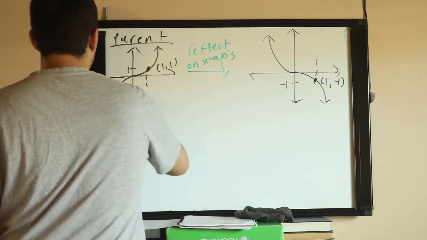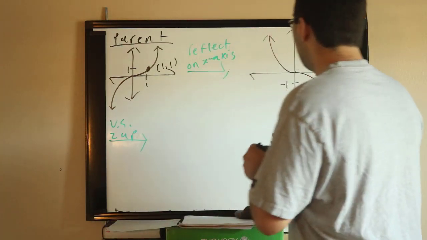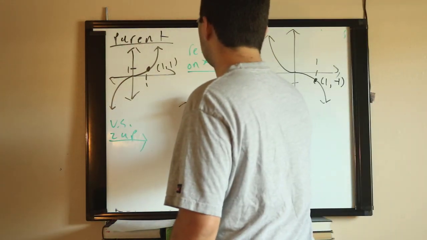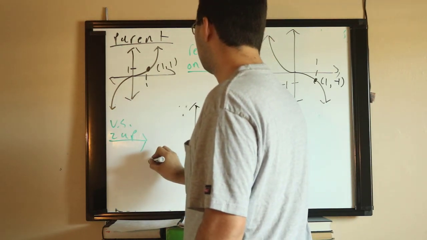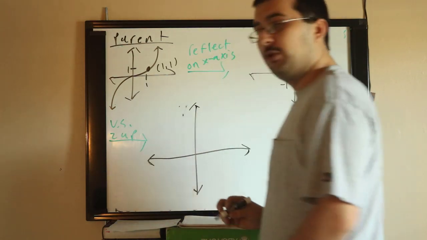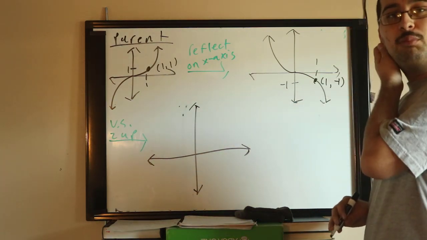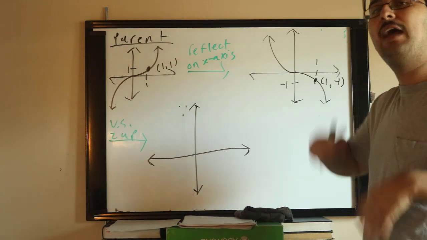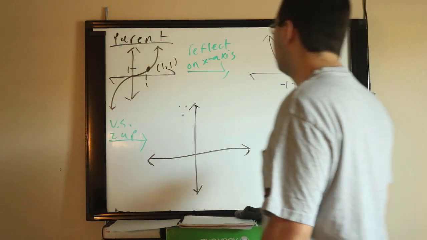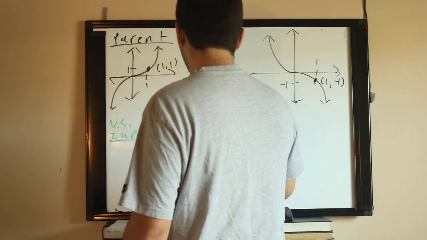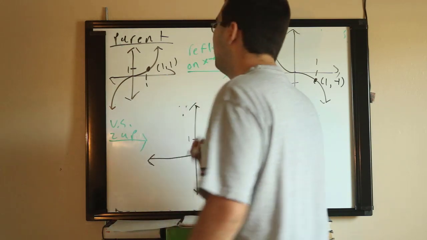So let's do the vertical shift one. So vertical shift 2 up. Alright, we're going to do a vertical shift 2 units up now. So the point 1 comma negative 1 will now become, I wanted 2 up, so I'm going to add 2 to the y value. So it's going to become 1 comma 1.